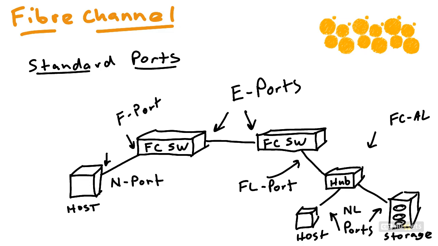So take a good look here. These are the standard ports that we have in a Fibre Channel architecture. Our N ports, our fabric ports, our expansion ports, our FL ports for connecting to an arbitrated loop type environment, and then the node ports in there that are called NL ports in that special topology.